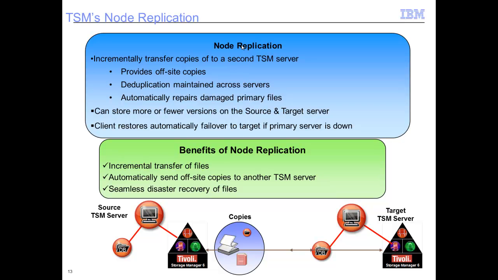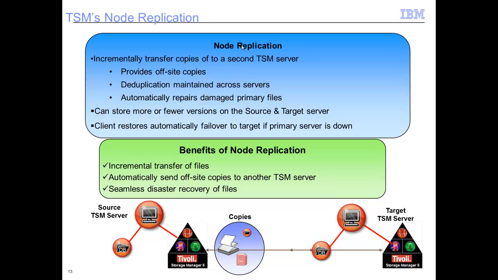TSM's node replication is a way to have multiple TSM servers work together to protect each other's data. One of your TSM servers sends copies of the data that's been backed up to it to another TSM server. So we'll have the source TSM server send copies of its data to the target TSM server. Now if your source TSM server goes down for any reason, maybe you have a natural disaster that wipes out that IT center, the clients will automatically be redirected to the target server to do their restores. So this is a great way to do a disaster recovery failover if one of your TSM servers is impacted because of hardware or other problems.